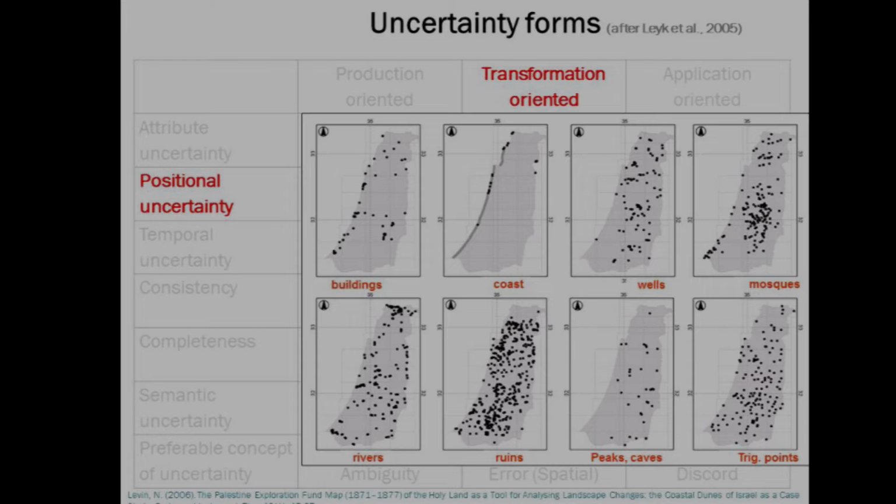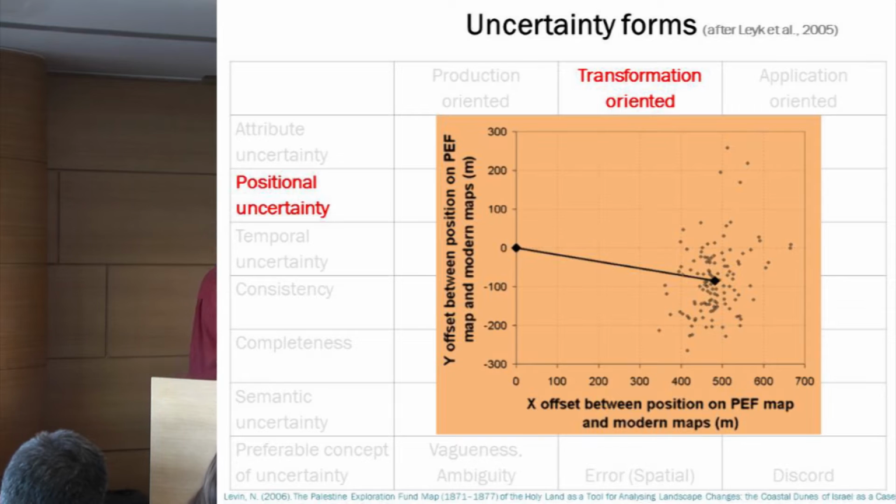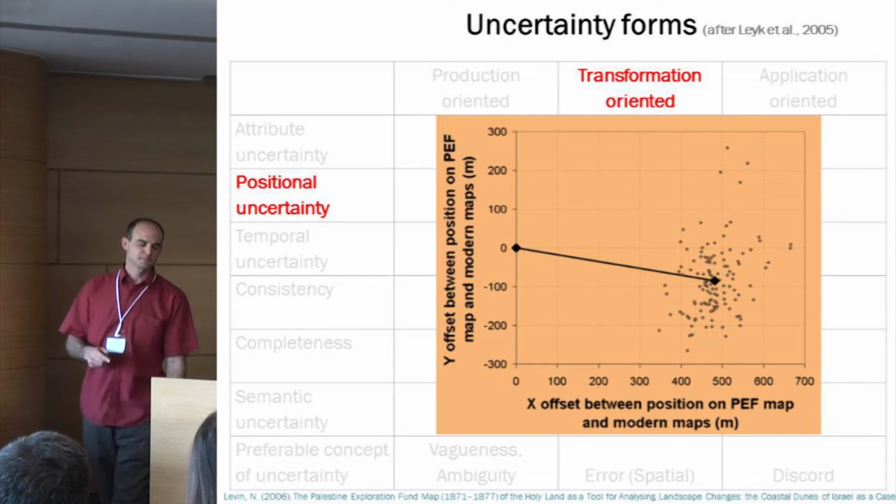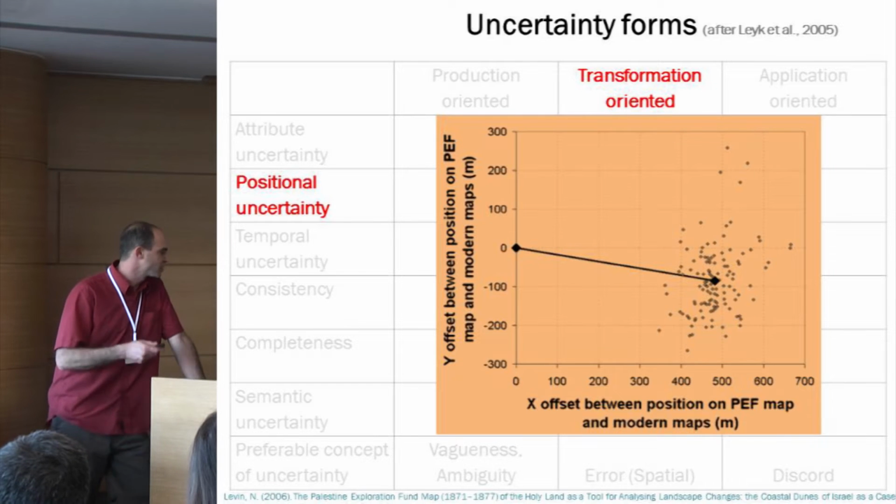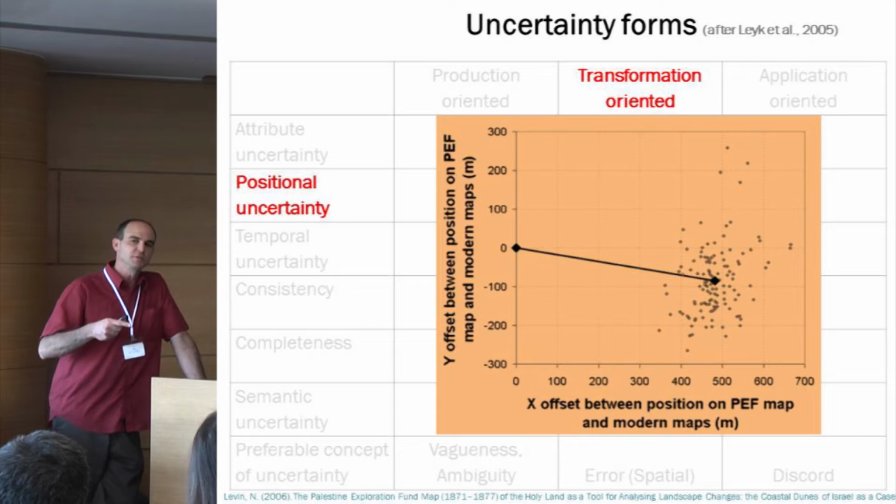First of all, when we check their location, we can see that the entire PEF map is shifted about 500 meters to the east on the east-west axis, and there's much less error in the north-south axis. And this is because in past times, it was much harder to ascertain the longitude than it is to ascertain the latitude.